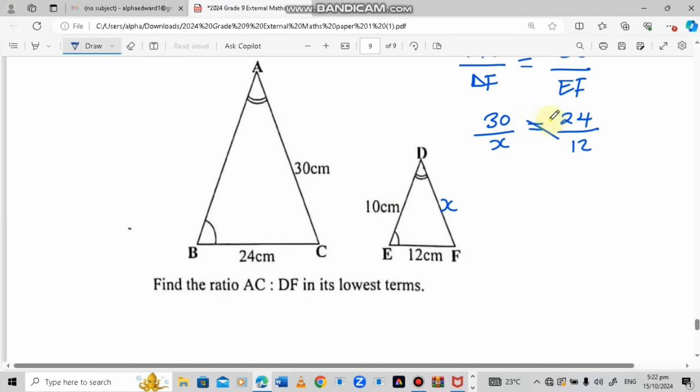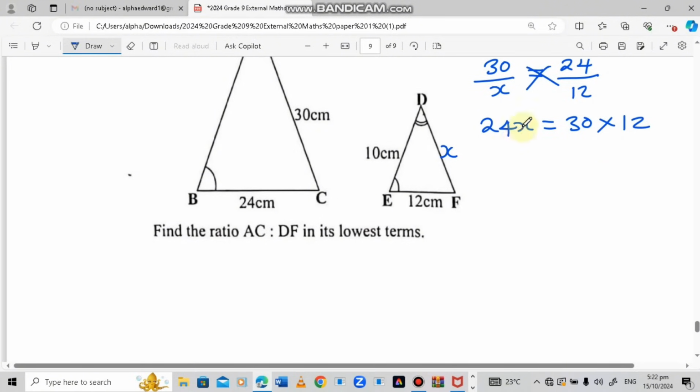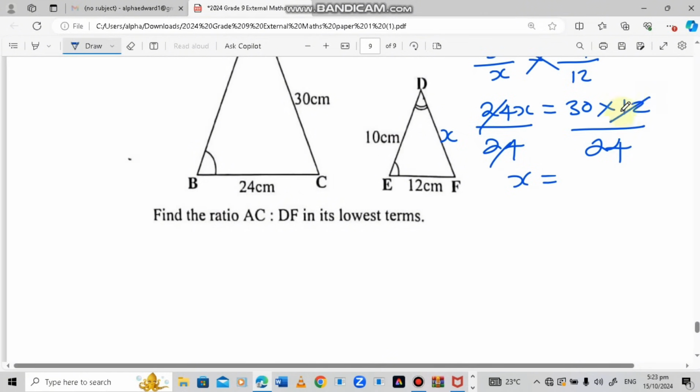So at this stage we cross multiply. We are going to have X times 24, so 24X is equal to 30 times 12. To get the value of X, we divide by 24 on both sides. So X is equal to, here 12 into 12 is 1, 12 into 24 is 2, then 2 into 2 is 1, 2 into 30 is 15. So we have X is equal to 15.